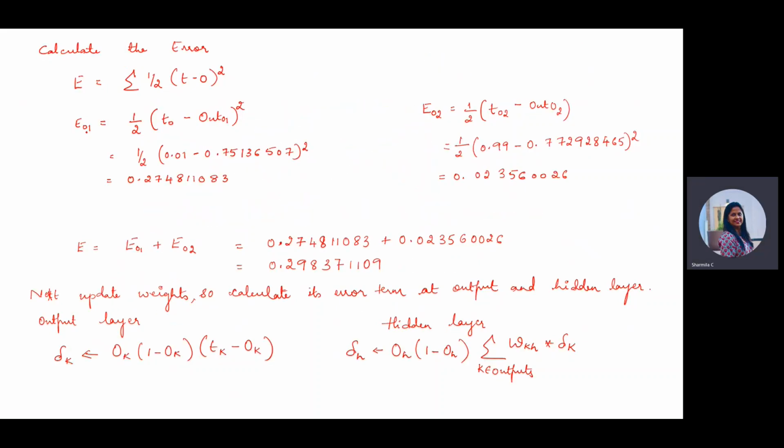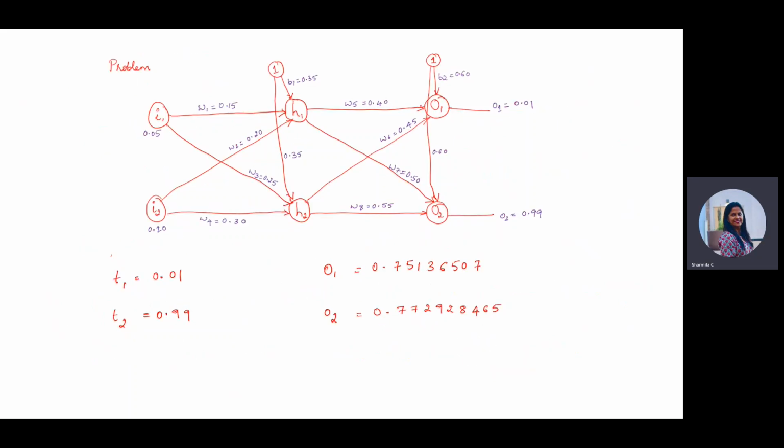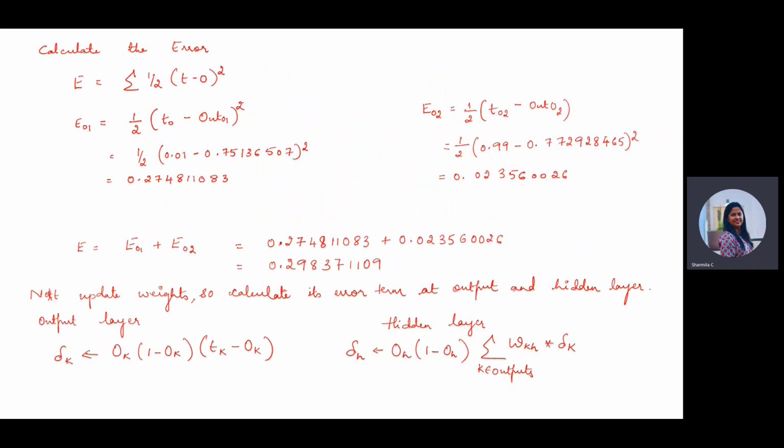At this output, E of O1 equals 1 by 2 (T minus out O1) squared. T1 is given as 0.01, and O1 is also present, which was calculated. Substitute these values in this formula and you will get this answer. Then E of O2, in a similar way, substitute these values and you will get this value. Since it is a summation, E equals E of O1 plus E of O2, which is equal to, adding it, 0.298371109. That is the error or the loss obtained.